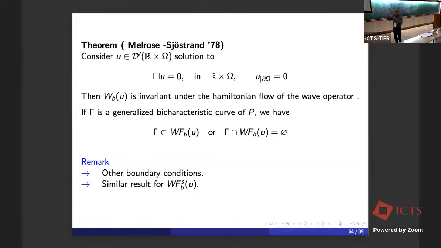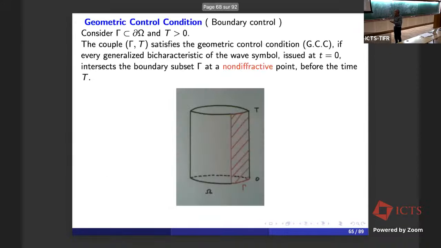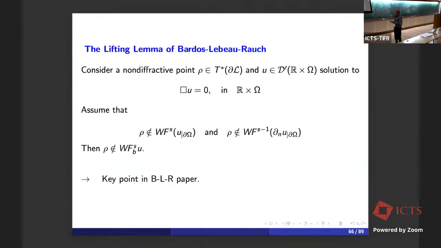Melrose-Sjöstrand theorem is exactly the same, except that you replace the wavefront with wavefront up to the boundary. At the boundary, near the boundary, you have to replace your differential operator by tangential differential operators, assuming that the boundary is smooth. And everything goes similarly. Okay.